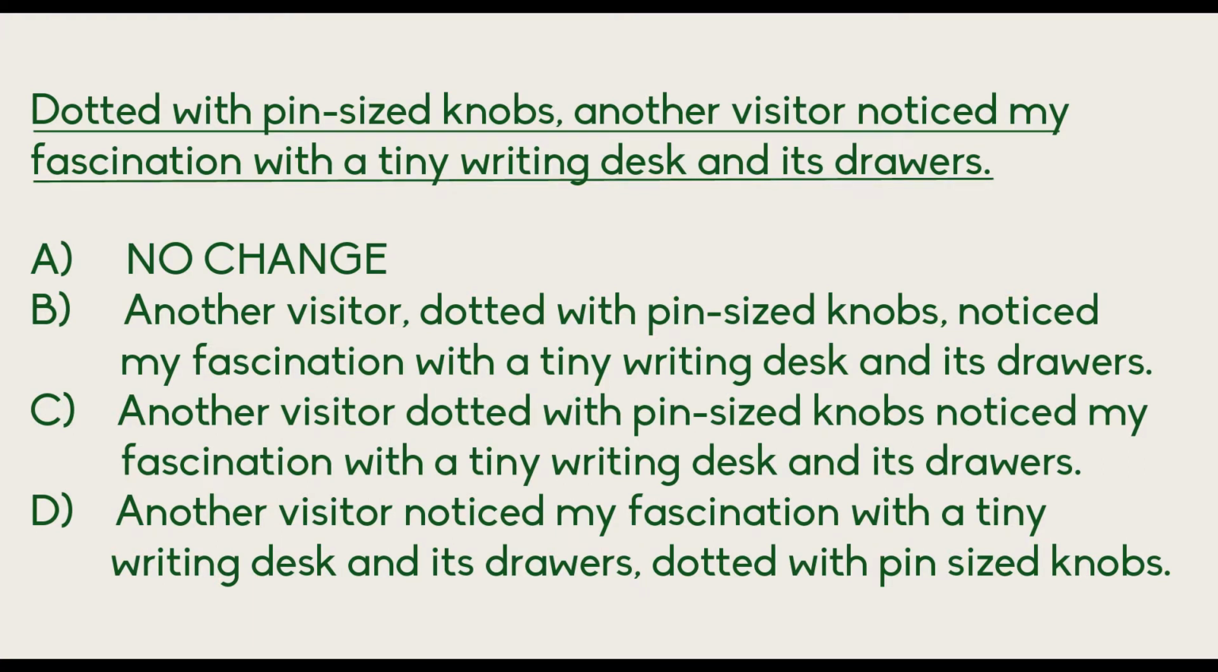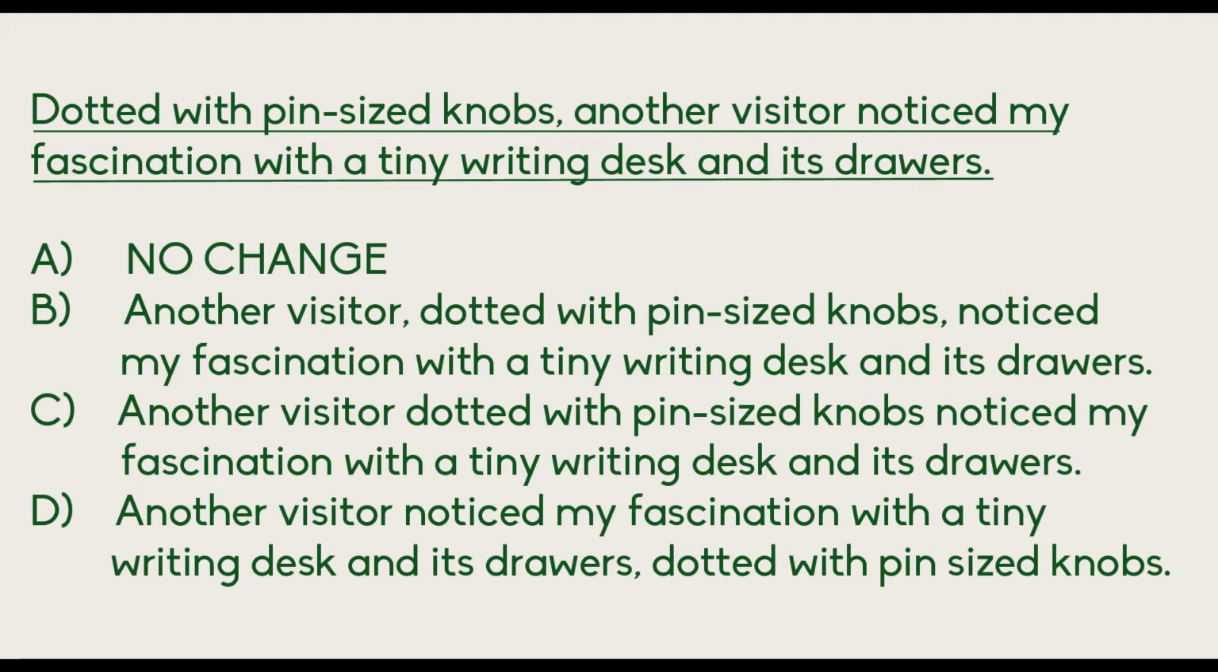Notice, again, it's the visitor that seems to be dotted with pin-sized knobs. And answer choice B, "another visitor, comma, dotted with pin-sized knobs, comma, notice my fascination." Again, it seems to be the visitor that is being dotted with pin-sized knobs in this case. Does that make sense? Outside of the whole passage, it's a little less clear than it might be, but if we look at answer choice D, this might begin to make a bit more sense.